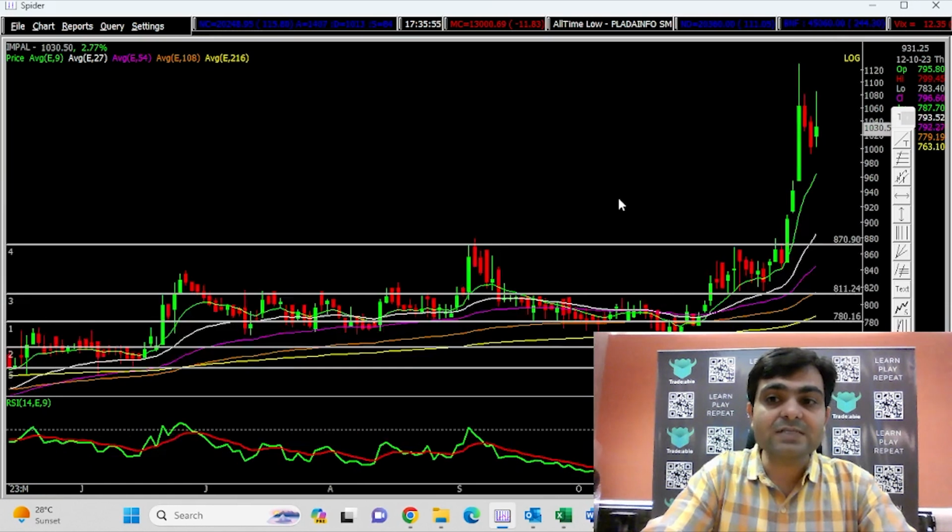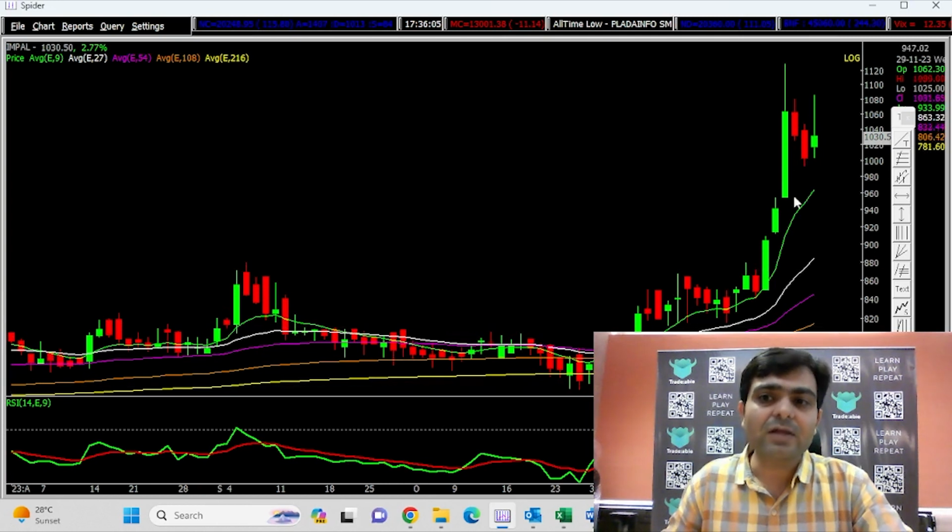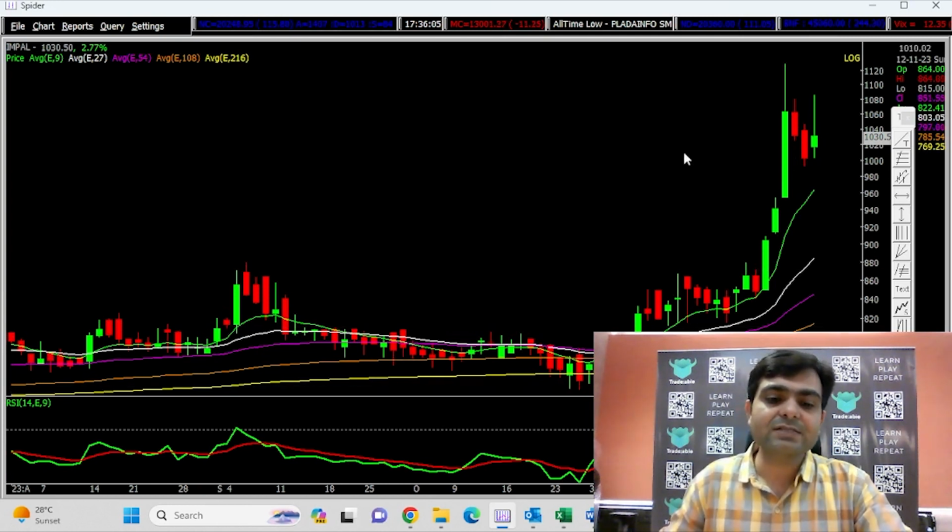So this particular stock has given very decent momentum. Last week it was around the 840 level. This week we have seen upside momentum of more than 50% in this stock, and it is continuing on the high side.